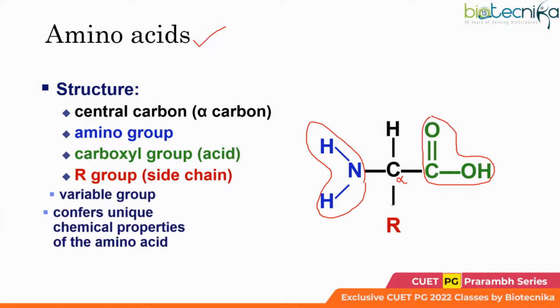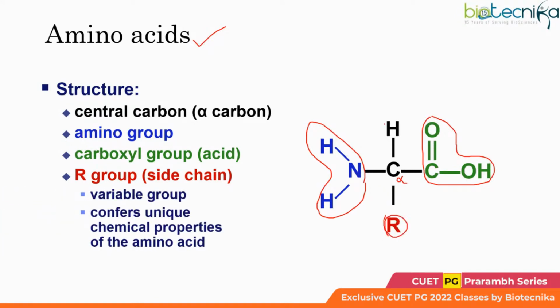Another group will be the R group. One will be hydrogen, and another one will be the R group. This R group is called a side chain. It is also called a variable group because in different amino acids, these groups will be different. This is what confers the unique chemical properties of the amino acid. Depending on what type of amino acid is there in the protein, the behavior of the protein, the function of the protein, the structure of the protein, all will be affected.